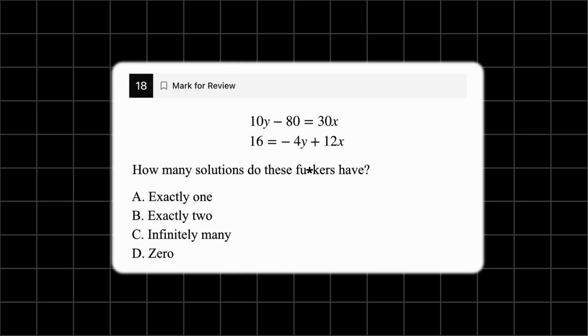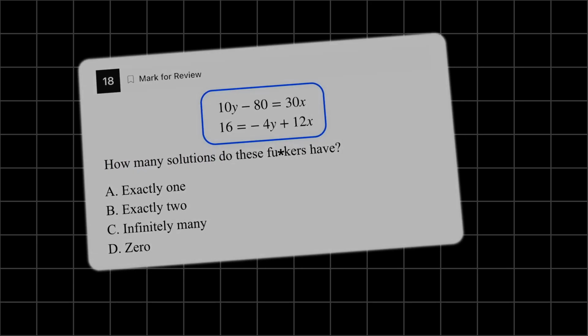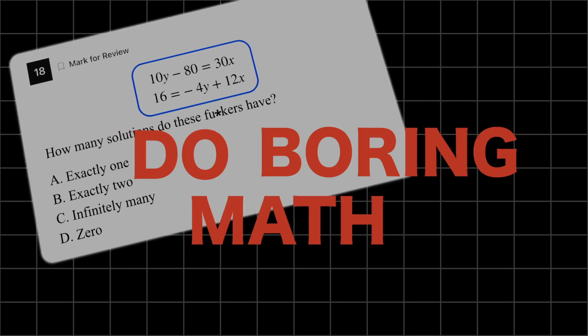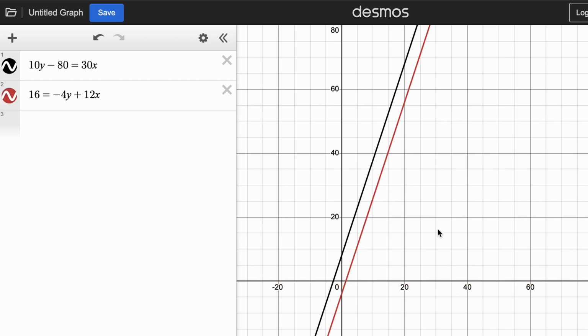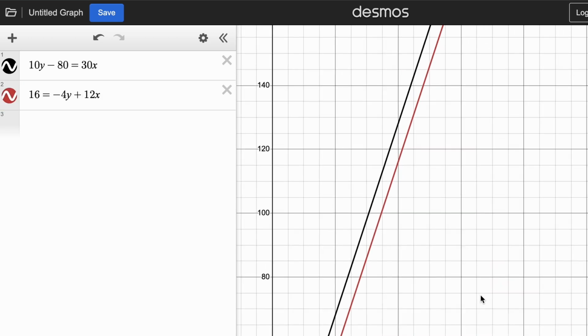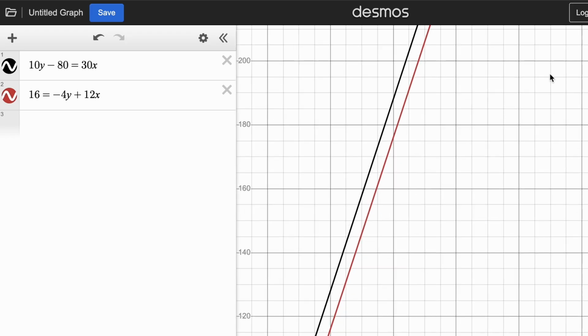Another type of problem can give you two equations and ask you to find how many solutions they have. Let's take a piece of paper and do boring math. It's something I would never say. Instead, just graph them on Desmos and we can see parallel lines that never intersect with each other. No intersections means no solutions.